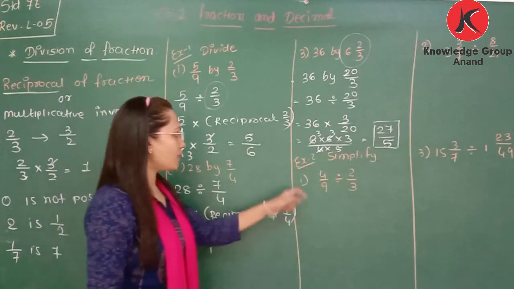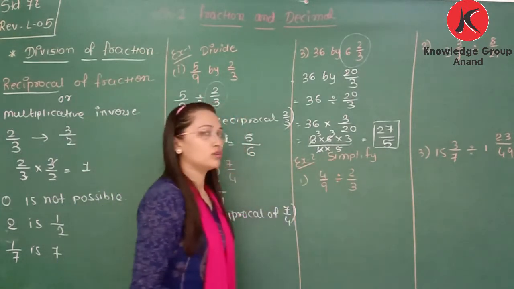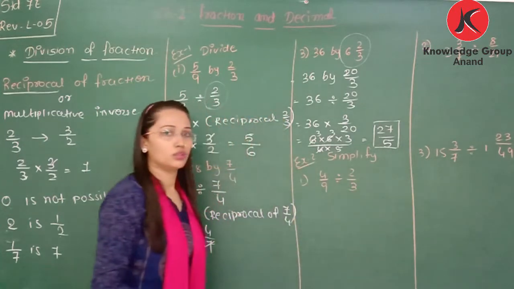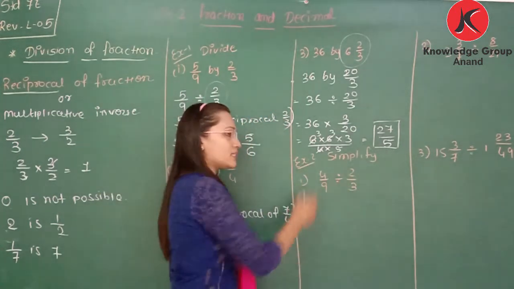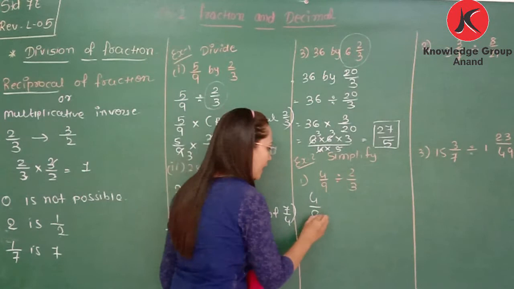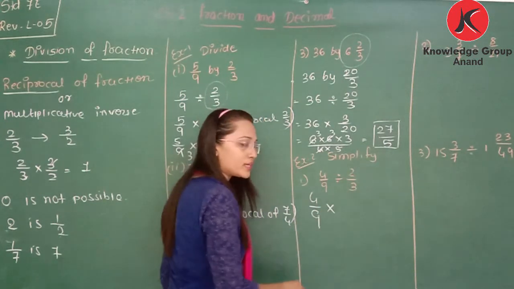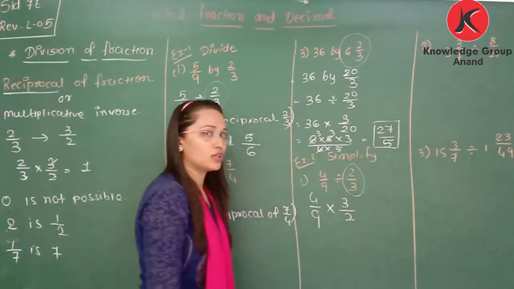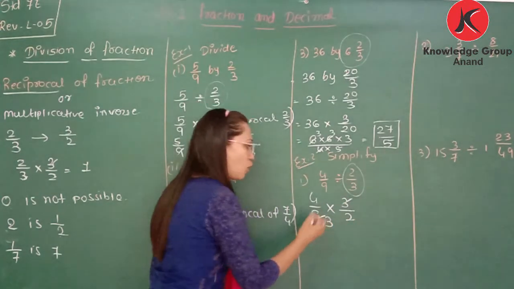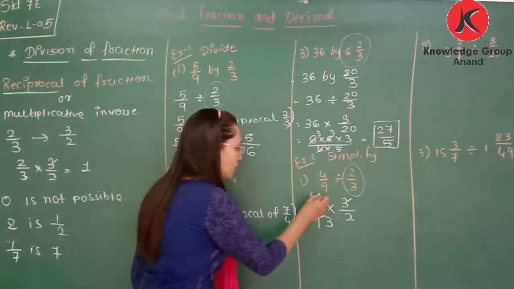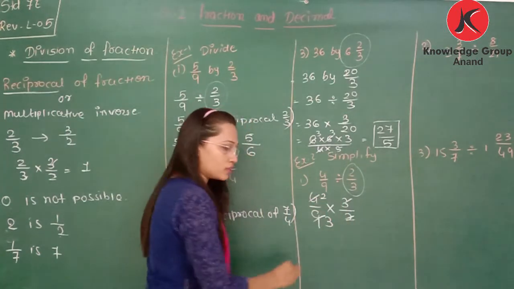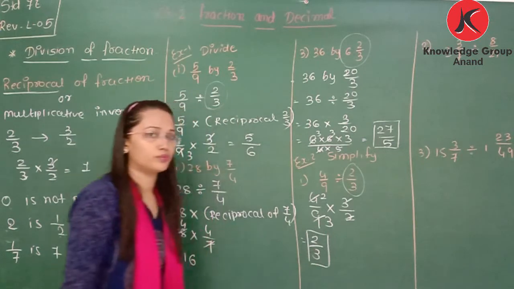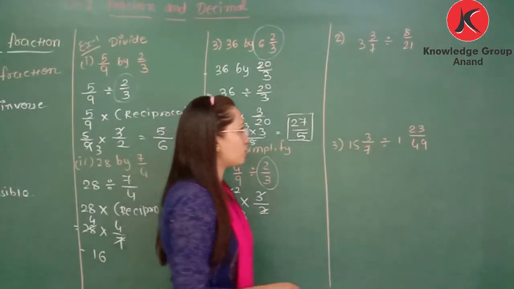Clear? Now next, example 2, simplify. Here 4 by 9 divided by 2 by 3. So again we apply the same concept. 4 by 9 division becomes multiplication. Reciprocal of 2 by 3 is 3 by 2. Now cut the common factor. 3 3s are 9, here you can cut 2 4s are 8. So it is 2 by 3. That is our answer.